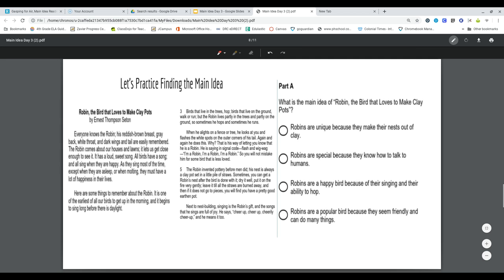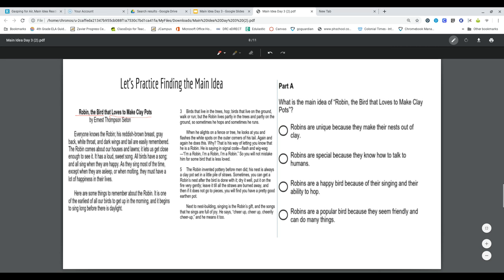Okay, so you finished reading and I'm back on. So before I would start reading, again, we said with a nonfiction text, a good place to look would be the title. So I start with the title and I notice it's Robin, the Bird That Loves to Make Clay Pots. So I'm thinking that the topic would be about this bird, the robin, and some of the ideas that the author wants to share with me in the text is going to be about the clay pots. So then I continue to read the entire passage all the way through.